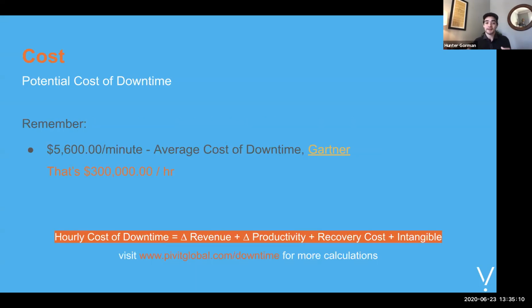Gartner averages that $5,600 a minute on average are lost during downtime, which is about $300K an hour. That makes that support bill that we just looked at from our client look like nothing. So a quick calculation for the hourly cost of downtime is change in revenue, change in productivity, recovery cost, and then the intangible cost.